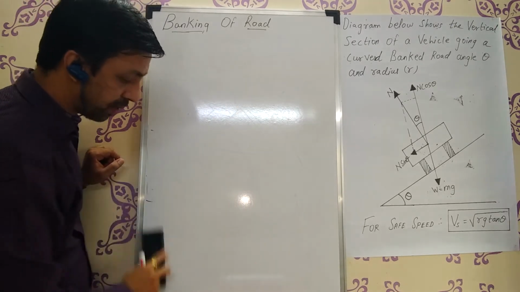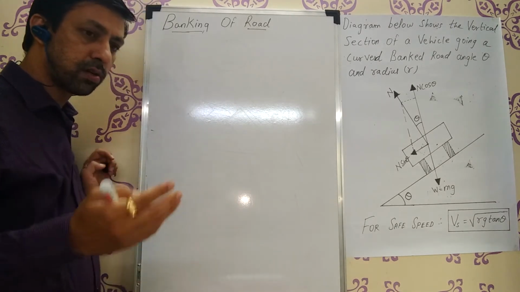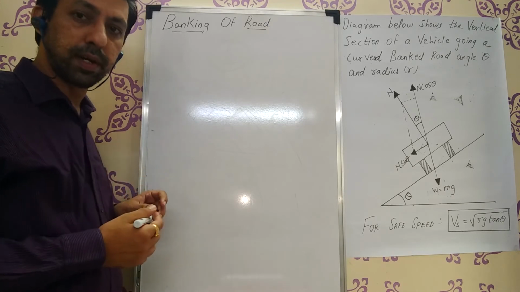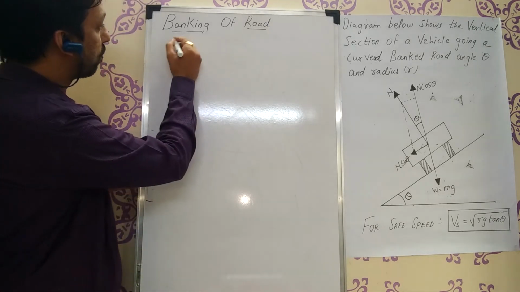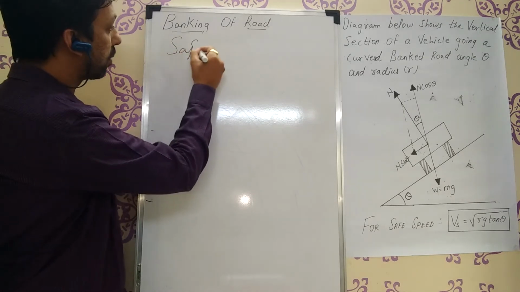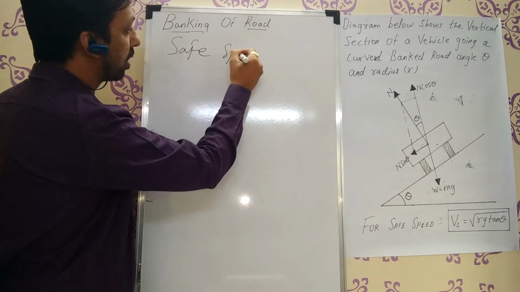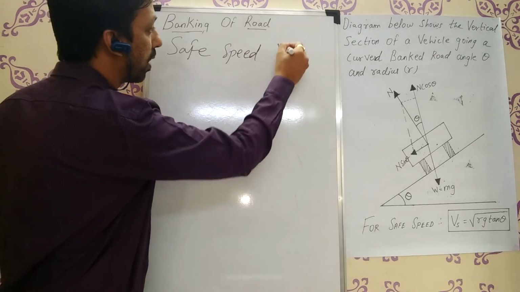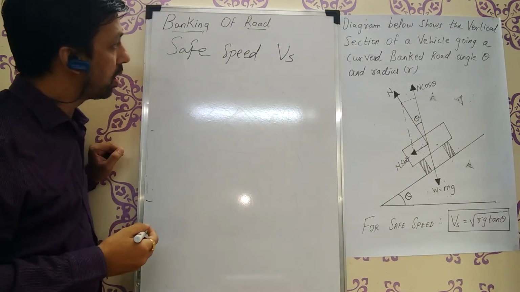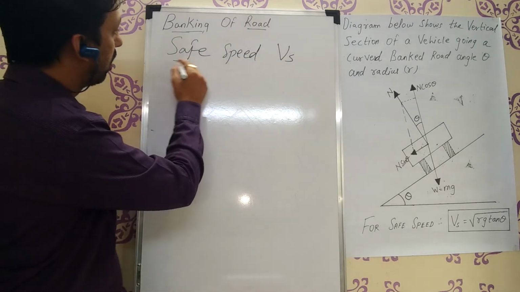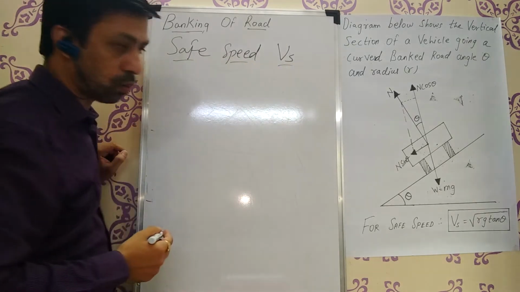Okay, the safe speed means what? It means what will be the limit of the speed when the road is banked. So the safe speed is given by an expression, Vs, that is the safe speed. In a safe speed, what are the things required?